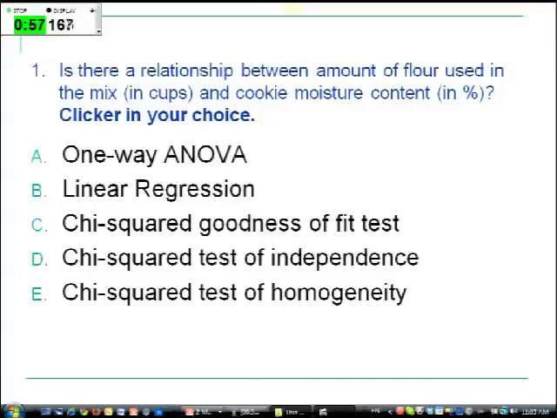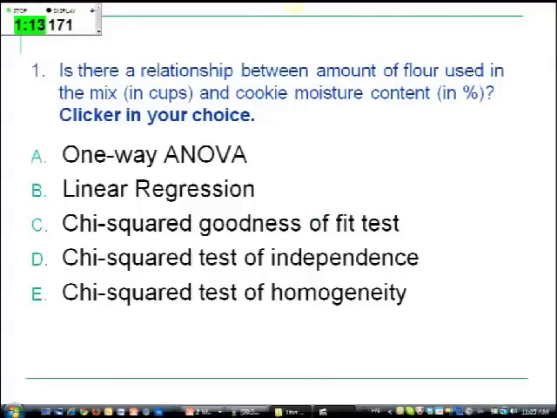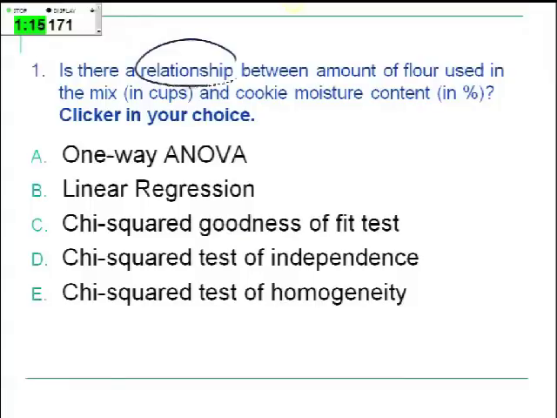You're all over the place. We've got a few that are prominent and a couple that are not, but everyone's got an answer for everything. Looks like it's B or D. What makes sense here? You picked up on the word relationship, right? And relationship means either regression or test of independence.